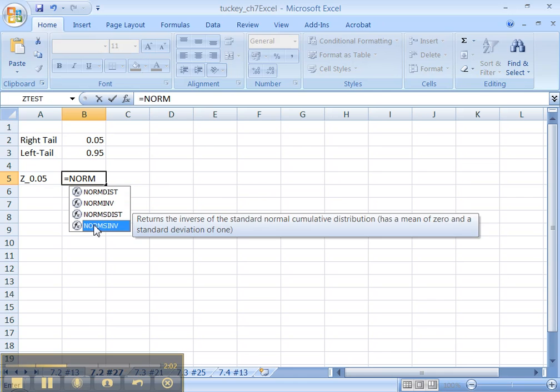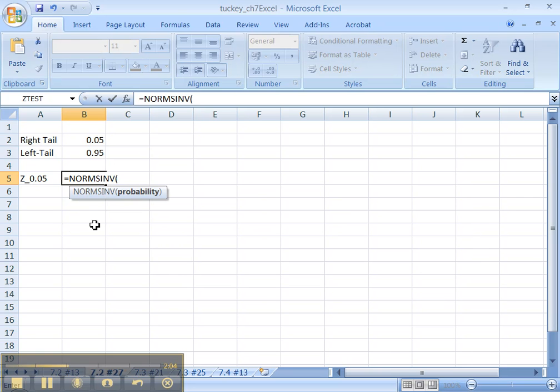So let me click norm S inverse. And you have to tell it the probability. Let me click there for a second. Oops, it didn't tell us what we wanted. Probability has to be the left tail area. It's not telling me what it wants, but that's the way it's got to be. So I have to use the left tail area, which is this one right here. Click on that. 0.95, enter. That is the proper z-score. This is the answer right here.